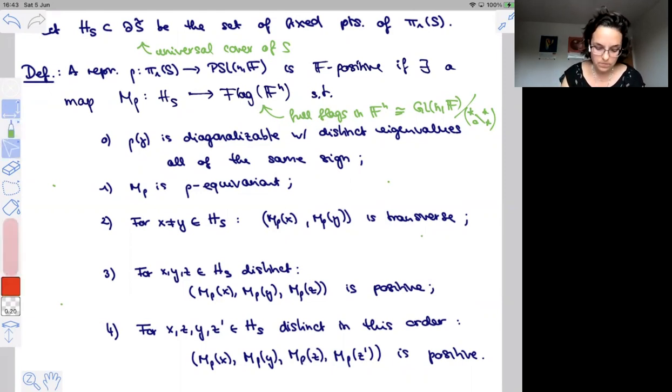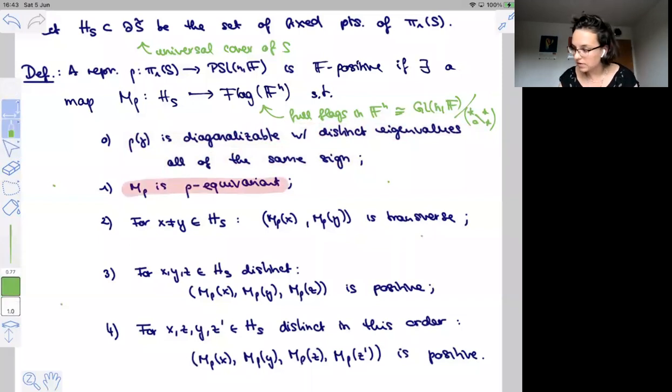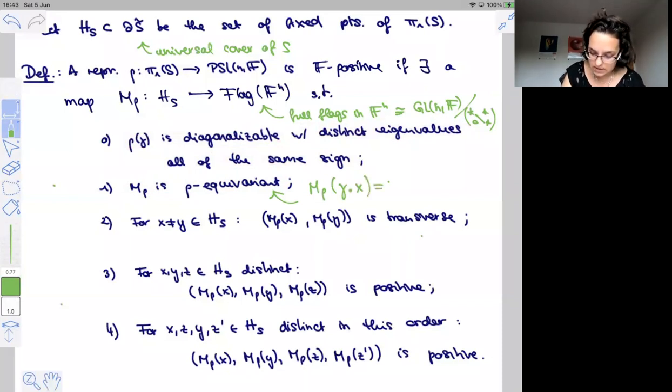So first of all, if I take a non-trivial element gamma, then rho of gamma is diagonalizable with distinct eigenvalues, all of the same sign. The second property is that M rho is rho-equivariant. So let me say what rho-equivariant means. That just means that if you act with an element gamma on a point x in the fixed point set, then this is nothing else than applying rho of gamma to M rho of x. So here we have gamma in the fundamental group and x in HS.